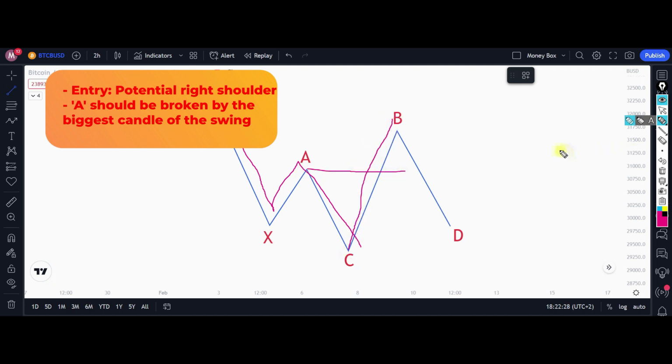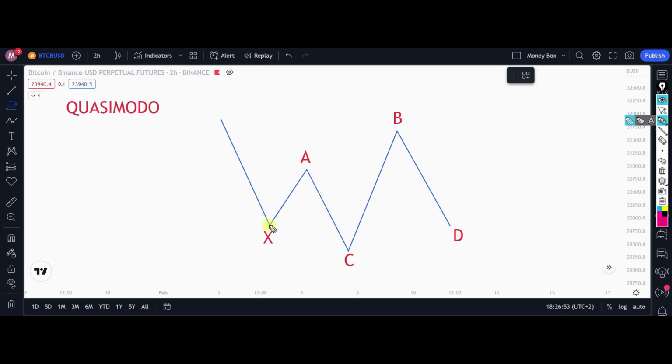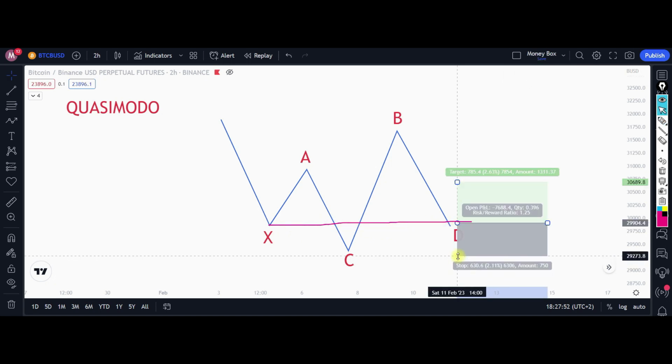And I have an important tip for you here. The candle that breaks the A level must be a really big candle. Actually, the biggest one of the movement from C to B. And our entry point, as I said before, is the same level as the left shoulder, I mean the X level. We put our stop loss below the C level and our target is B.